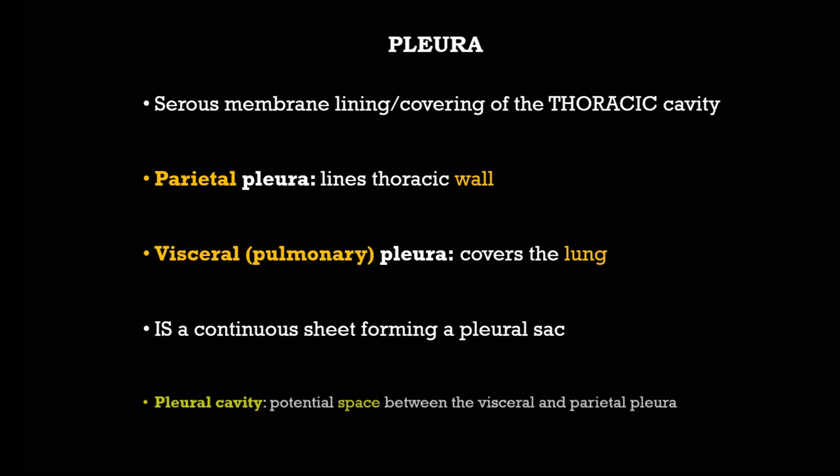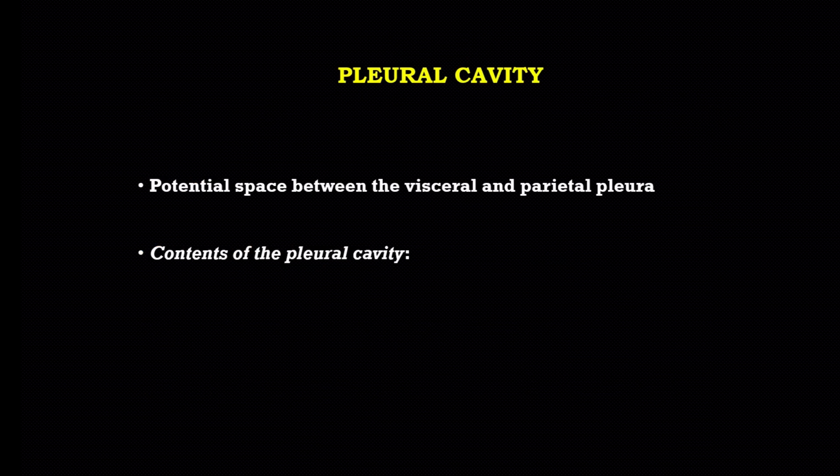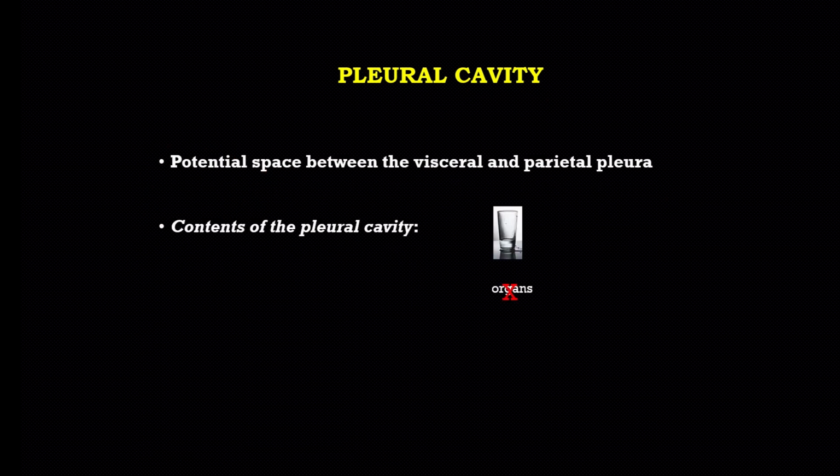The space between the parietal and visceral pleura is your pleural cavity. So what is pleural cavity? It is the potential space between the visceral and parietal pleura. And I would pay attention to the word potential here because it's not a real space. So in a living human, the pleural cavity is not a real space. It's just a potential space that has a small amount of serous fluid for lubrication. It does not have any organs. It just has a small amount of serous fluid.